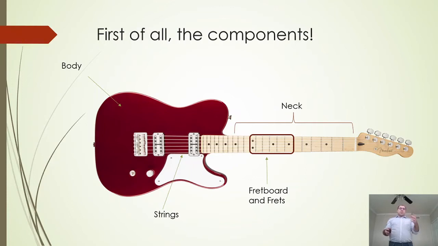The neck features the fretboard and frets, and depressing the strings on individual frets is actually what creates the different notes on an electric guitar. The headstock features the machine heads or tuning pegs. You can call them either or.